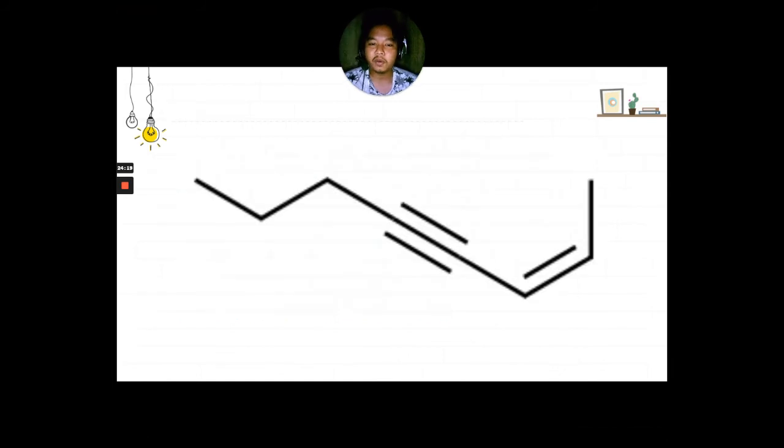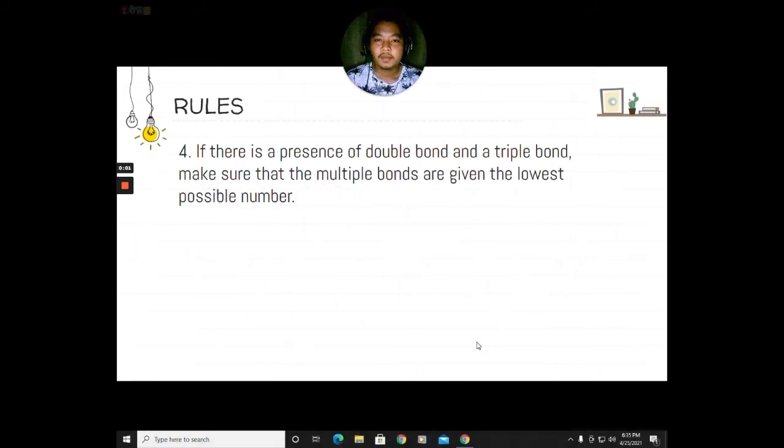Alright, how about the fourth rule? So to give you the fourth rule, let's take a look first at this example. So we have 2 more rules remaining, the fourth and the fifth one. Paano kapag meron tayong double bond, tapos merong triple bond? So ito yung rule.